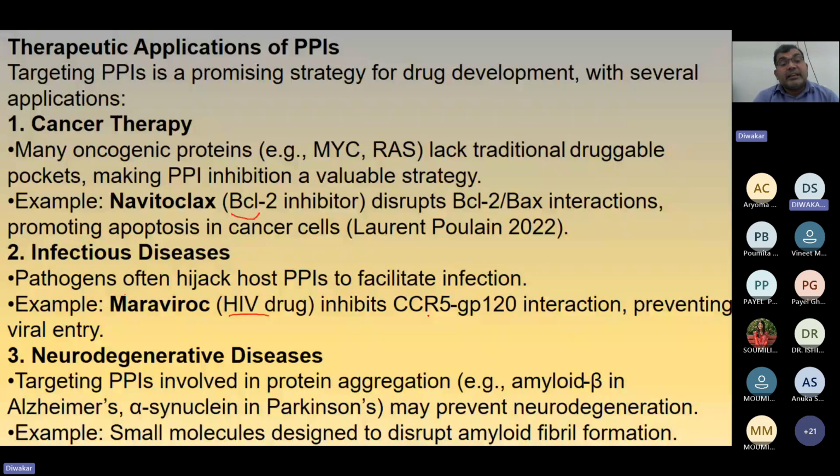As you know, in neurodegenerative disease, protein aggregation is an important event that leads to degeneration of the neuron cells, for example in Alzheimer's. So on the basis of protein interactions, we can prevent protein aggregation in the cellular environment and minimize the neurodegeneration process. Some researchers designed small molecules that break amyloid fibril formation, which is helpful to prevent degeneration in old age people.